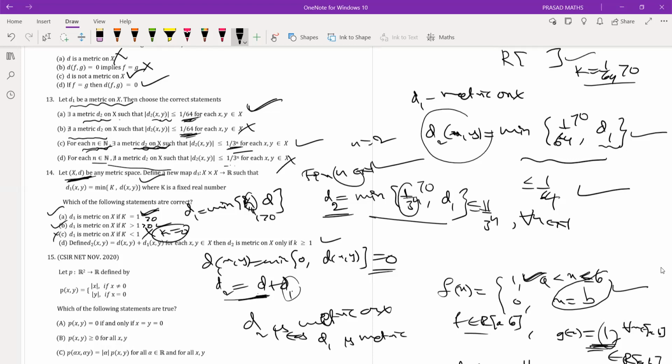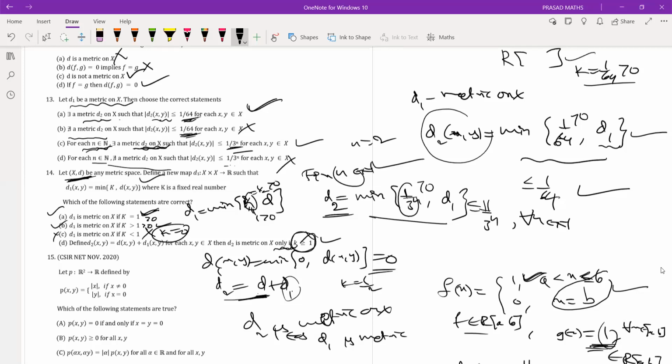Because if I take k equals 1/2, it is positive now. So therefore d1 is a metric. Yes or no? So only this is wrong. Understand? d2 is a metric if k is bigger than 0, that is the right answer.